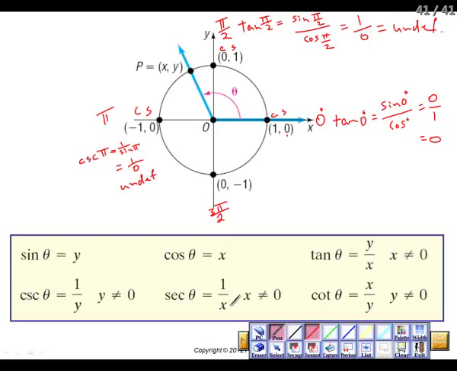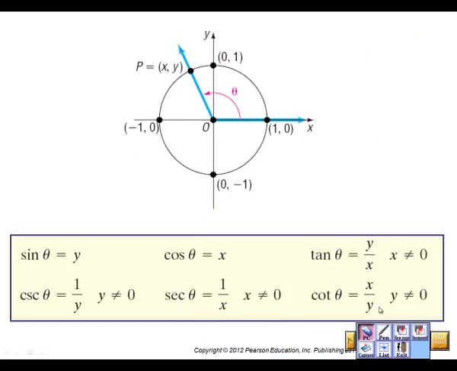And now secant is going to be undefined. Cannot have 0 in the denominator. So since secant is the reciprocal of cosine, anywhere where cosine is 0, secant is going to be undefined. So secant is going to be undefined at pi over 2 and 3 pi over 2, because that's where cosine is 0.